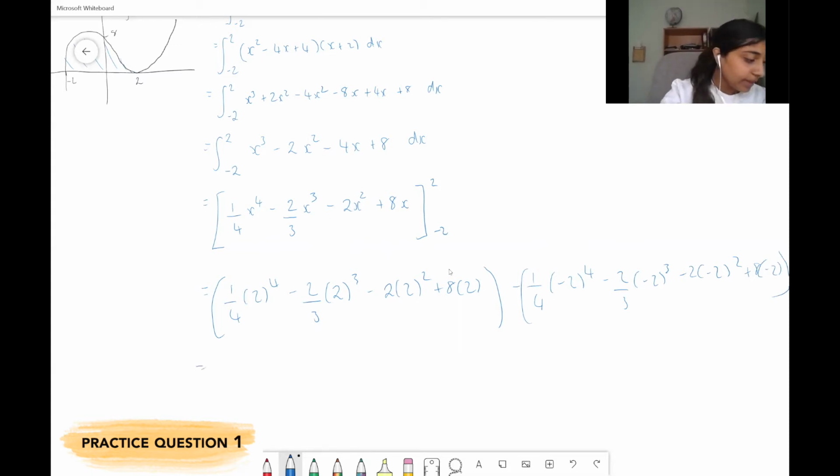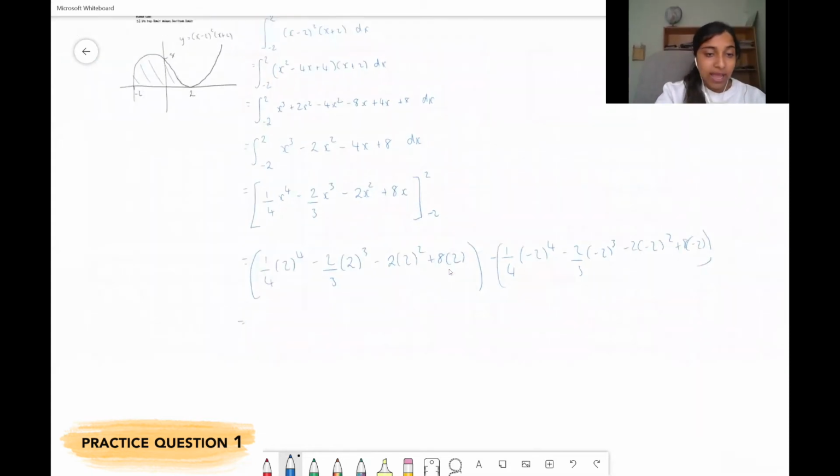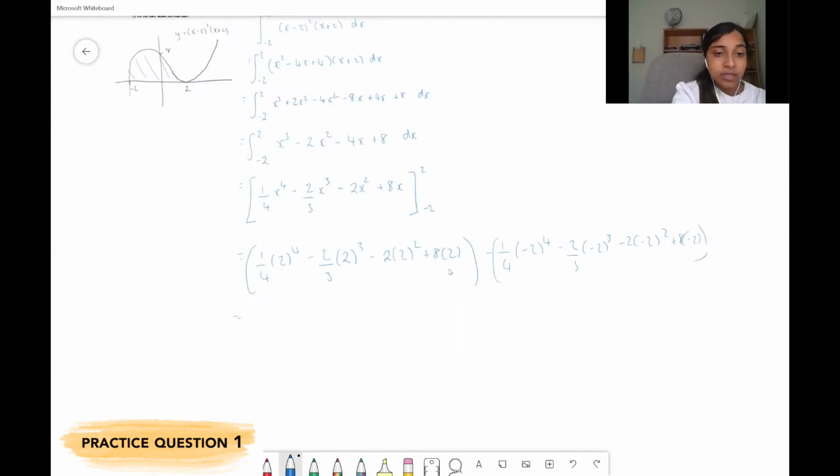And now if we were to plug this into our calculator, we would get 20 over 3 minus minus 44 over 3, so 20 over 3 plus 44 over 3, and that's just equal to 64 over 3.